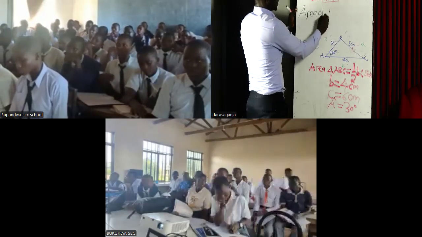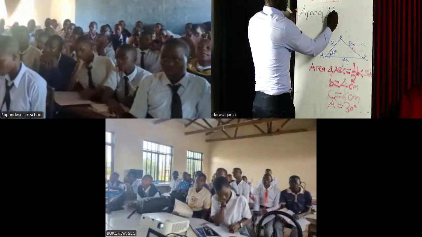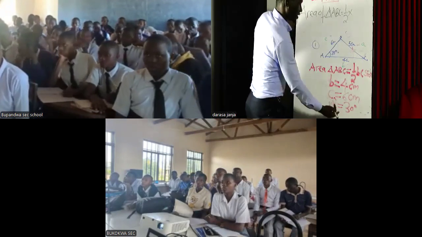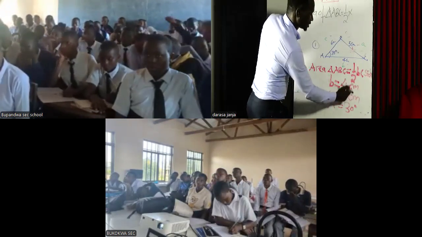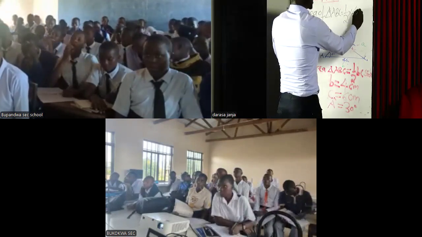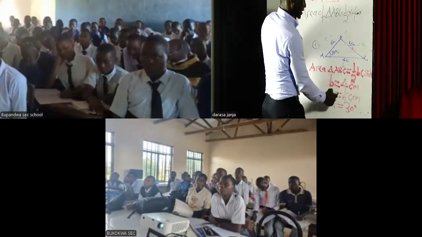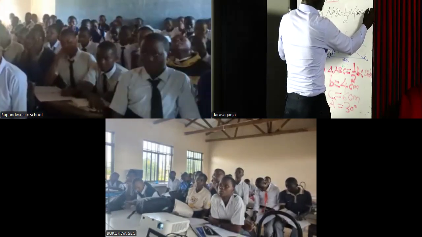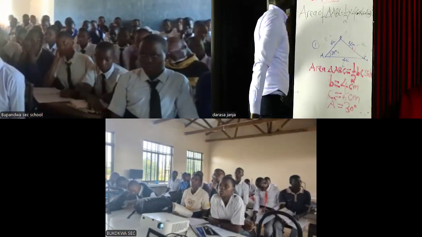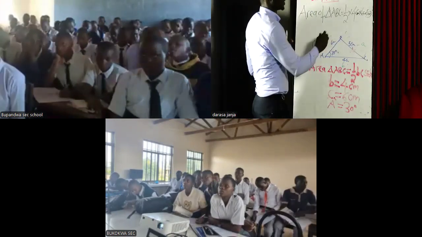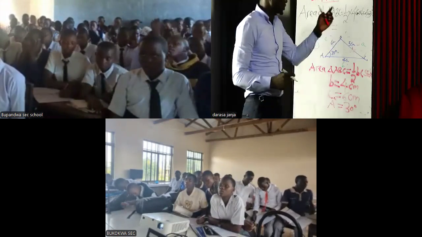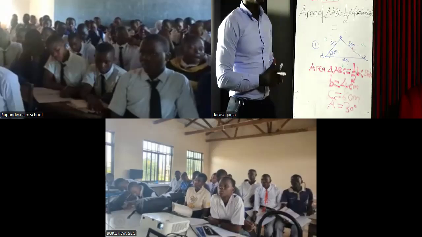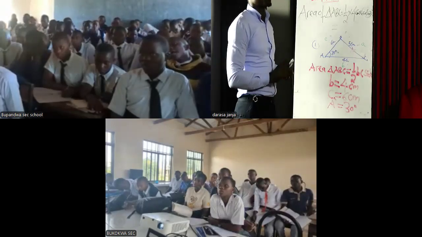Area of triangle ABC equals half times B, which is 4 centimeters, times C, which is 6 centimeters, times sine of 30 degrees. That's how it's supposed to be. So in order to read that sine of 30, you have three alternatives.